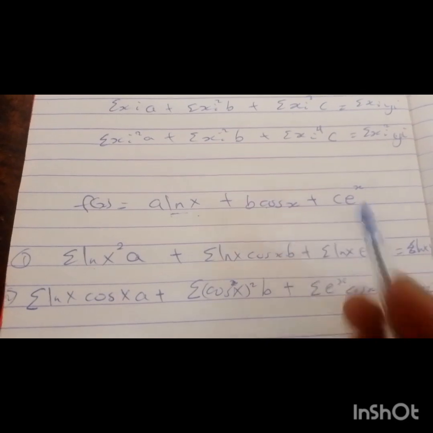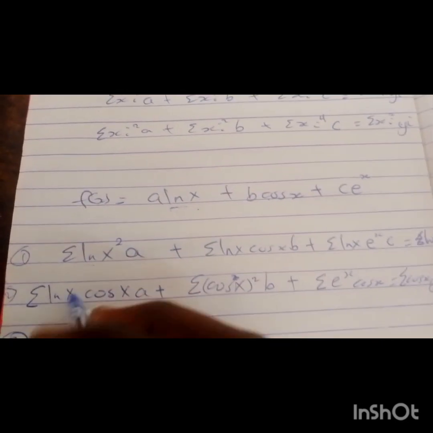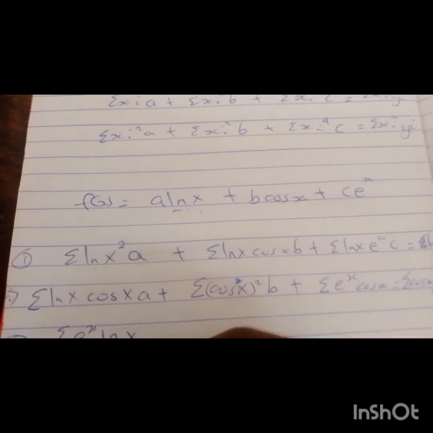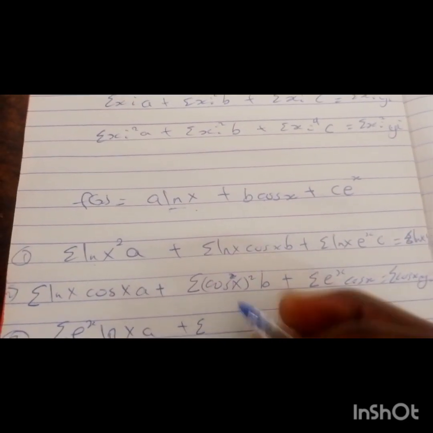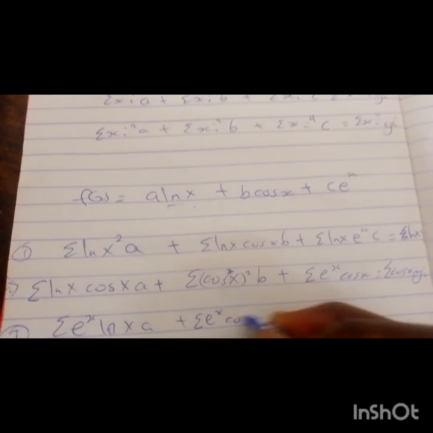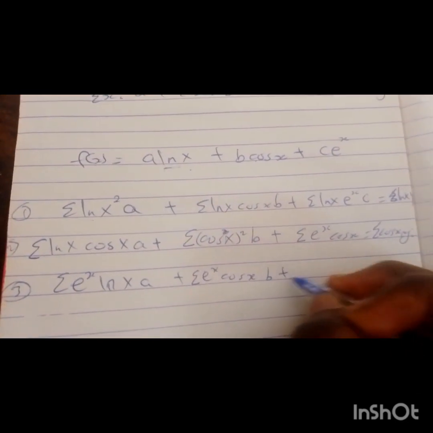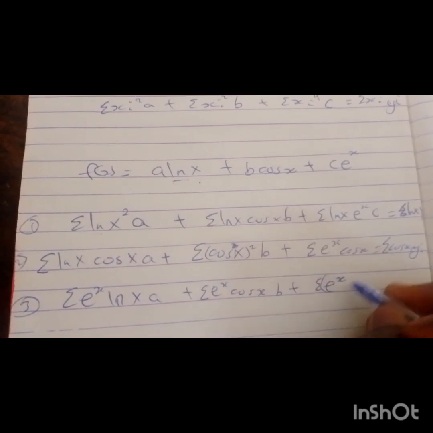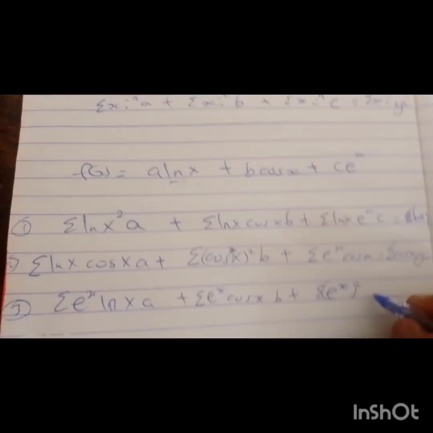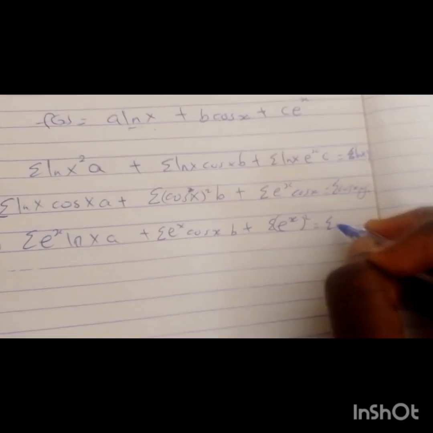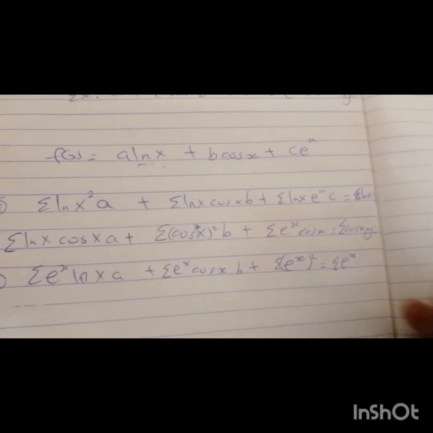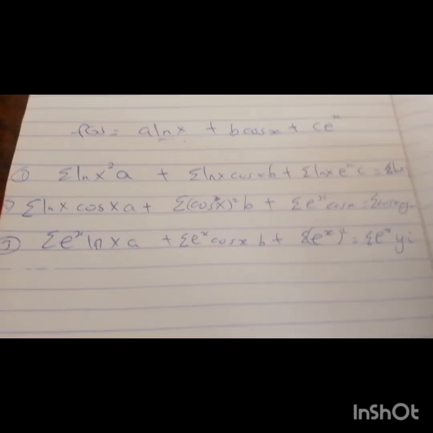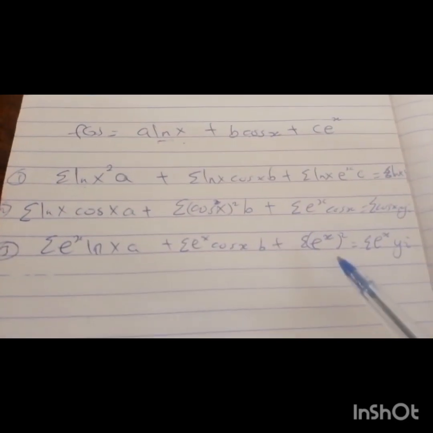Now your equation 3, just multiply this one through. So we have our equation 3 here. We say summation of e^x ln x times a, plus summation of e^x cos x times b, plus summation of e^x squared. Right, you can put the 2 anywhere, it doesn't really matter, and then equal to summation of e^x y_i. Okay, now with these you can do your summations and then put them inside.